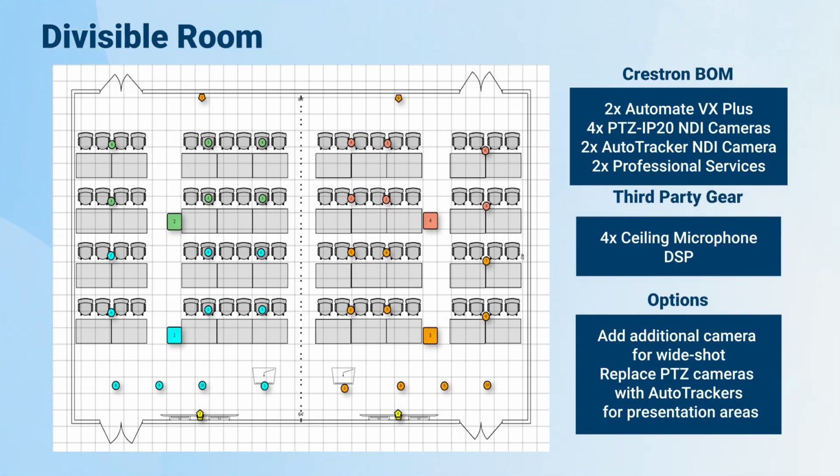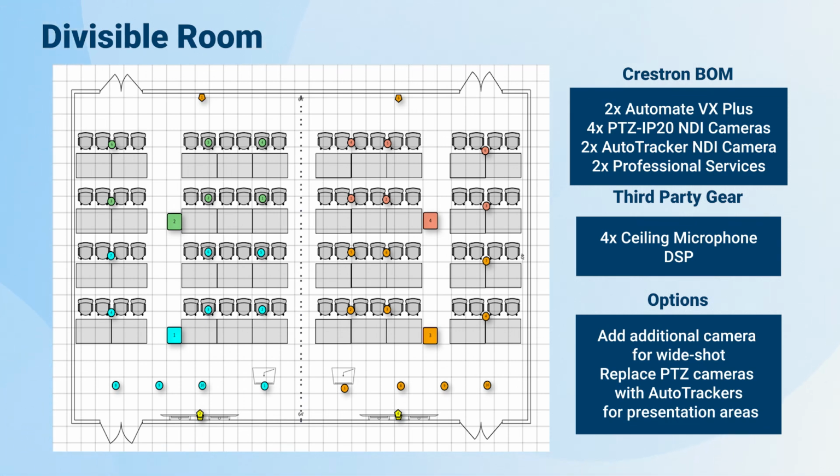In a divisible room, you will need a system per room that needs to operate independently. One system will be designated as the main system and will have a room configuration for when the room is combined in addition to when it is operating alone. The combined room configuration will use all of the cameras, and the divided will only use some of the cameras.